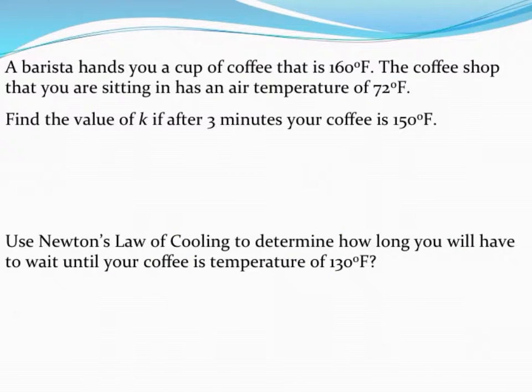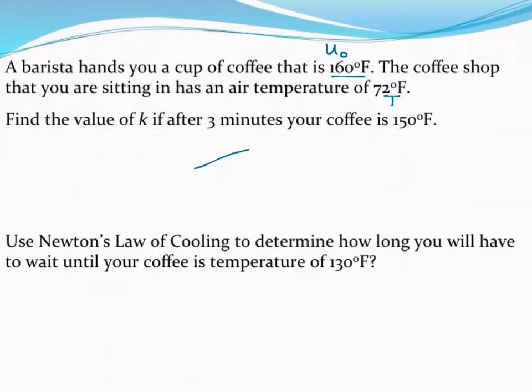So in our example, we're handed a hot cup of coffee. The cup of coffee that's handed to us is 160 degrees Fahrenheit. That represents our initial temperature of the heated object. So that's going to be U sub O when I plug this in. The coffee shop has an air temperature of 72 degrees. That's the temperature of the surrounding environment. So that's capital T in this case.